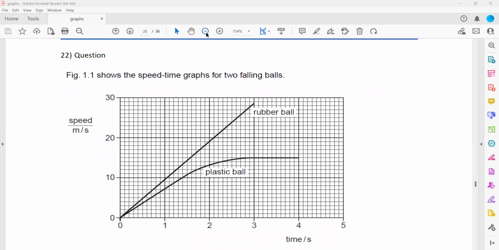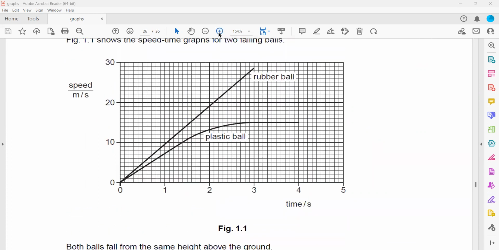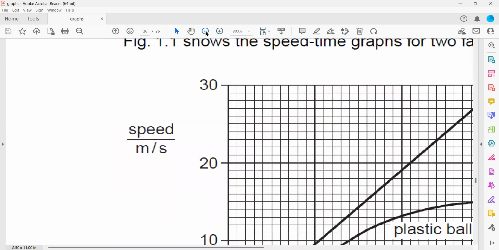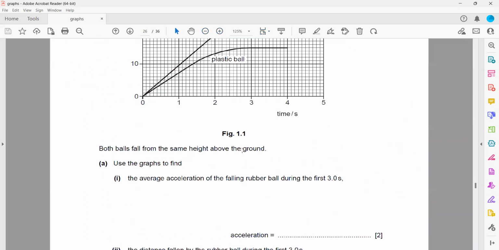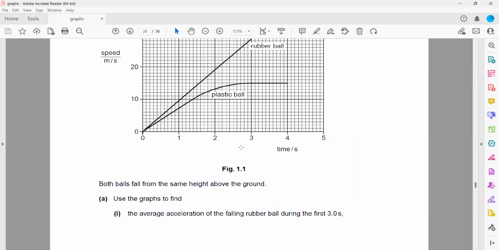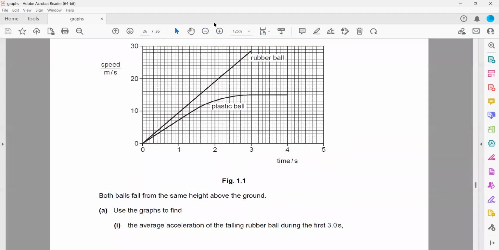Figure 1.1 shows a speed time graph for two falling objects. One is a rubber ball, another one is plastic. Both are dropped from the same height. Use the graph to find the average acceleration of the rubber ball for the first 3 seconds. So this is the graph for the rubber ball. We need an acceleration, the change in velocity divided by time.